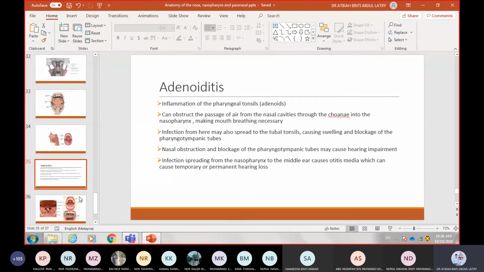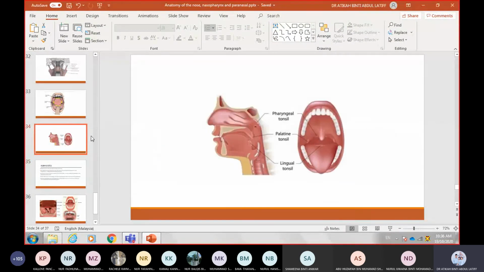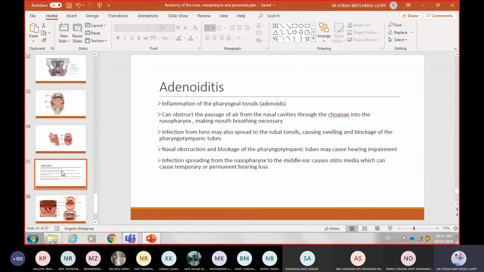It can also block the pharyngotympanic tube. As you can see here, this hole is your pharyngotympanic tube. That's another structure in the nasopharynx. If the pharyngeal tonsils become big due to inflammation, they can block the pharyngotympanic tube going to the ears, and that can cause hearing impairment.